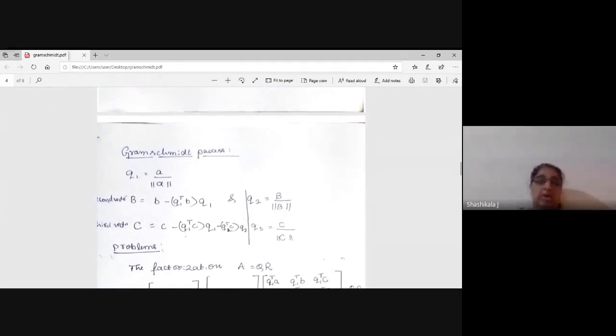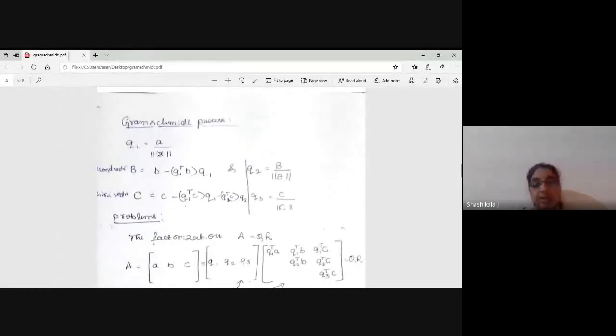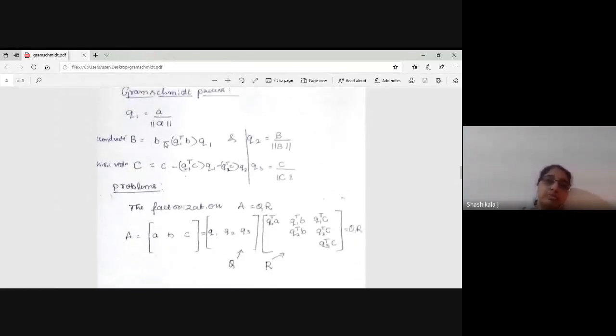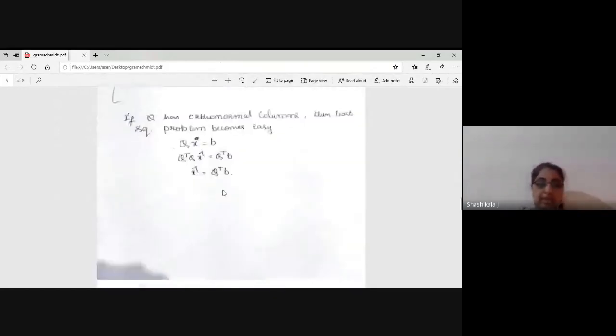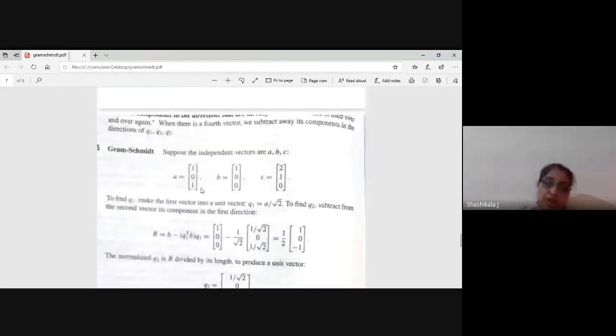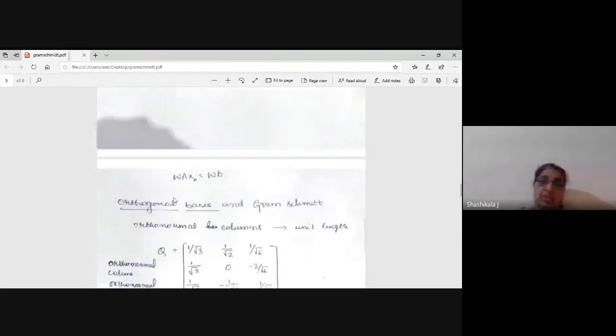Okay, so then this is Q1. How do you obtain your first Q1, which is orthonormal? It is A divided by its norm. That means A is one vector like this, 1 0 1. We take the first vector as it is. Now I have to find one more vector Q2, which should be perpendicular to 1 0 1. How to obtain this is by using this formula.